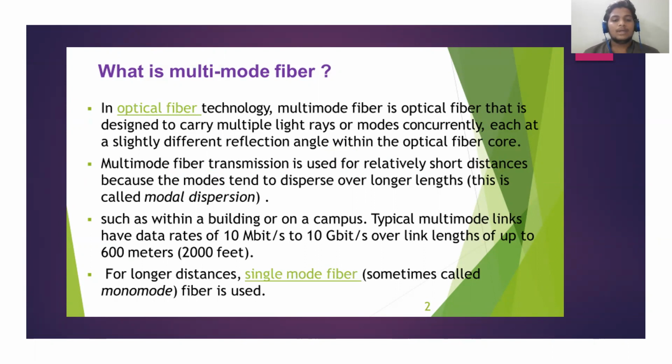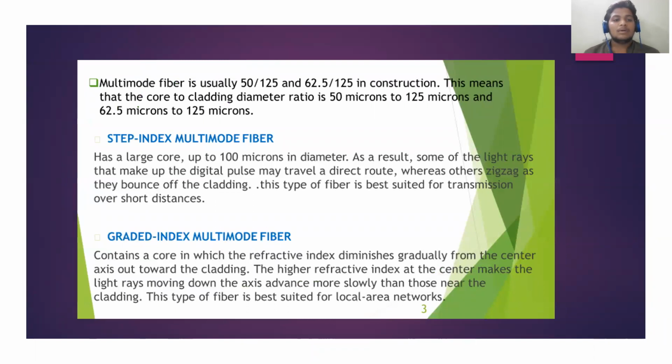Such as within a building or on a campus, typical multi-mode links have data rates of 10 MB or 10 GB over link lengths of up to 600 meters, that is 2000 feet. For longer distance, single mode fiber, sometimes called monomode fiber, is used. Multi-mode fiber is usually 50 by 125 and 62.5 by 125 in construction. This means that the core to cladding diameter ratio is 50 microns to 125 microns and 62.5 microns to 125 microns.